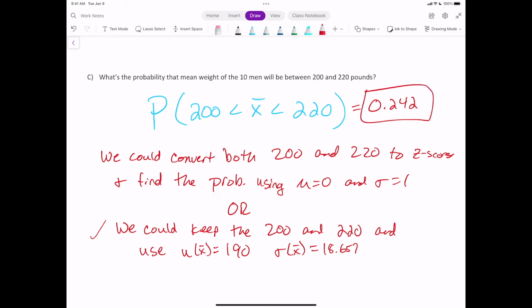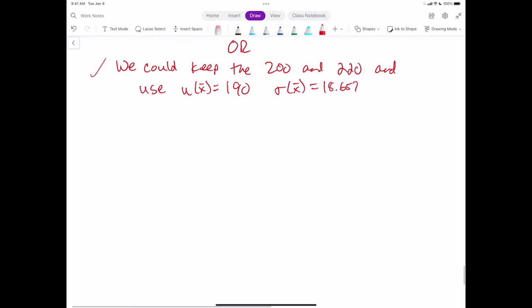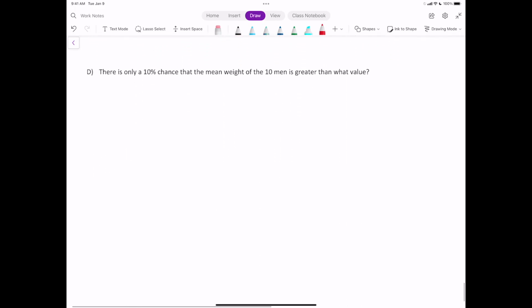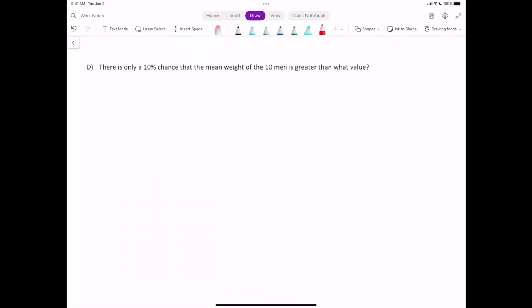So hopefully, that way was a little quicker. All right, last one, guys. There is only a 10% chance that the mean weight of the 10 men is greater than what value?